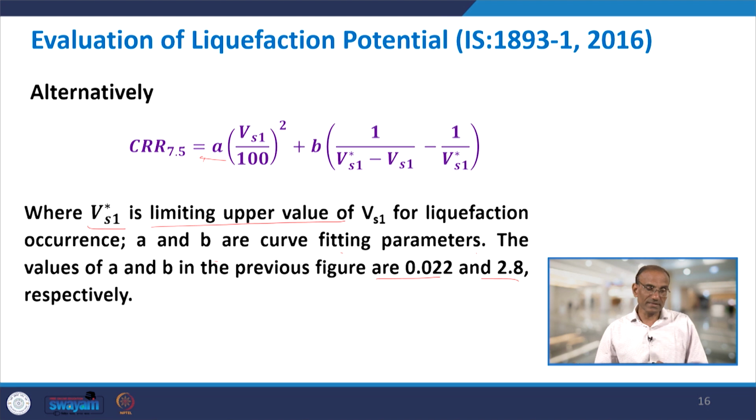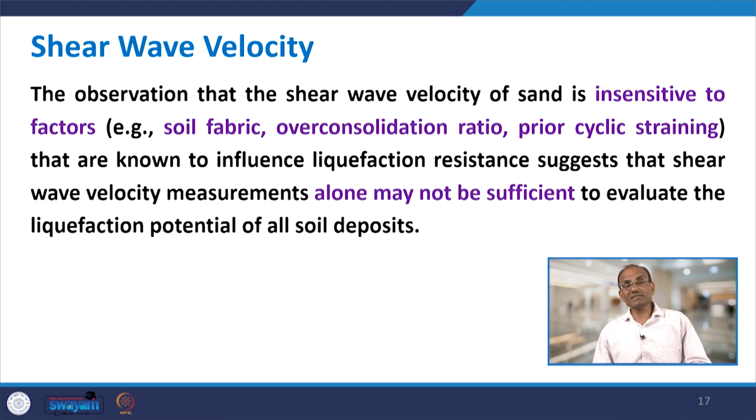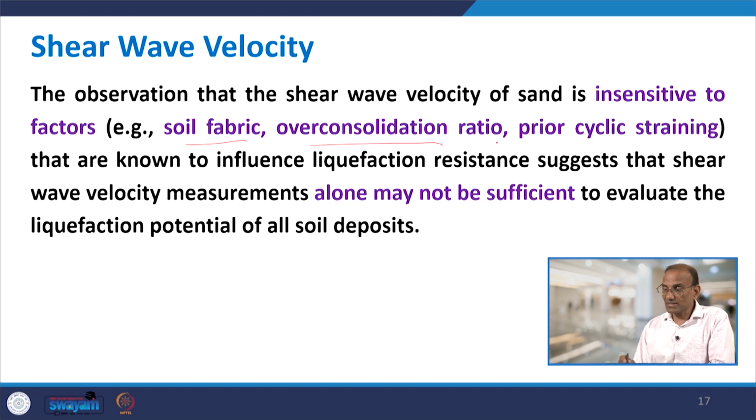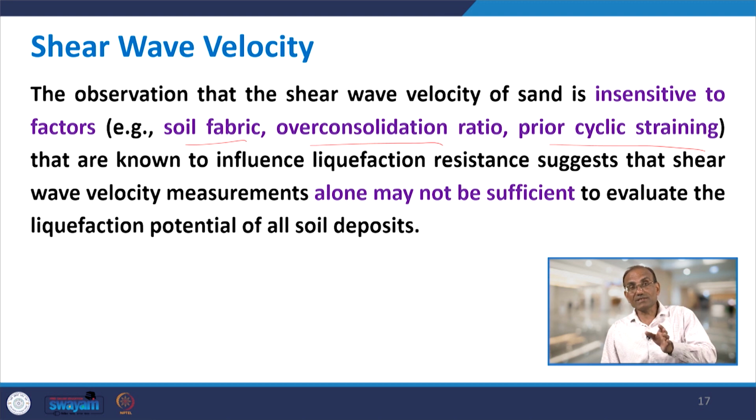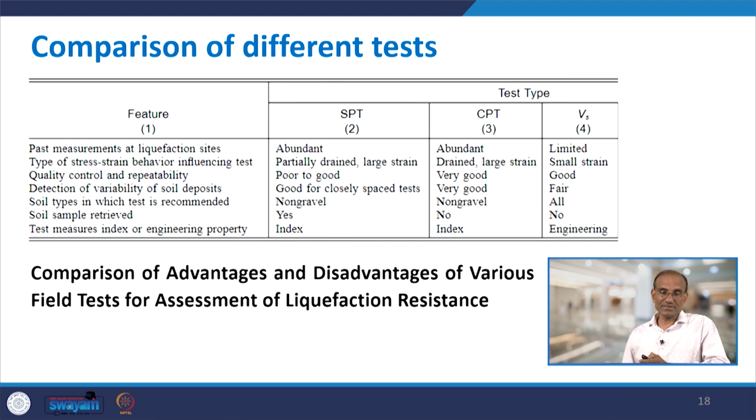So, this can also be done, but it is not encouraged to use shear velocity to calculate the liquefaction resistance. Why? The observation is that shear velocity is insensitive to factors such as soil fabric, overconsolidation ratio and prior cyclic straining. These factors influence the liquefaction resistance, but the shear velocity which you measure in the field is not influenced by them. So, it is discouraged to use shear velocity for calculating liquefaction resistance. The best way is to use SPT data or CPT data. So, this was about the characterization of liquefaction resistance.